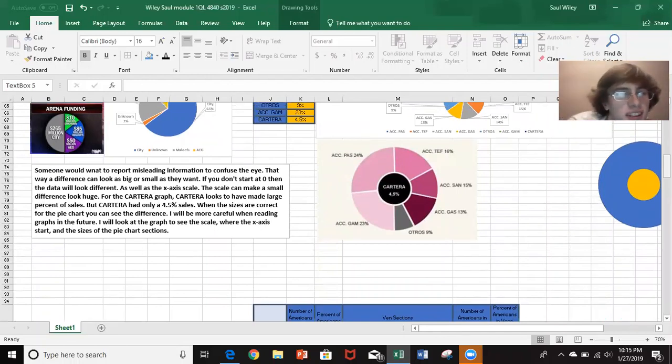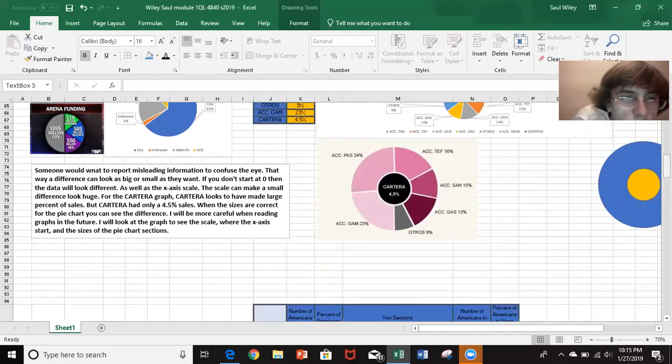Someone would want to report misleading information to confuse the eye. That way, the difference can look as big or small as they want. If you don't start at 0, then the data will look different, as well as the x-axis scale. The scale can make a small difference look huge.